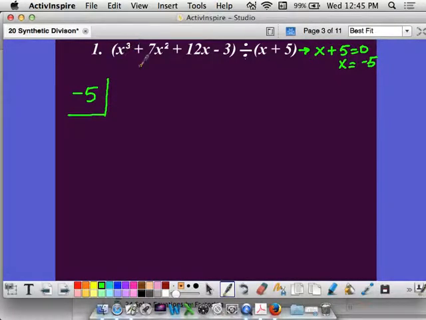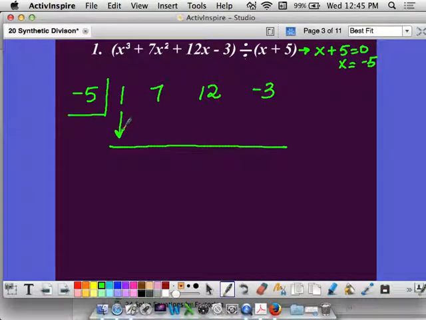Check it over here: x to the 3, x to the 2, x to the 1, and constant. I have everything. Bring down your coefficients. The coefficients here are 1, 7, 12, negative 3. Skip a line, draw a line. We're going to bring this first term down. Bring this down to 1.